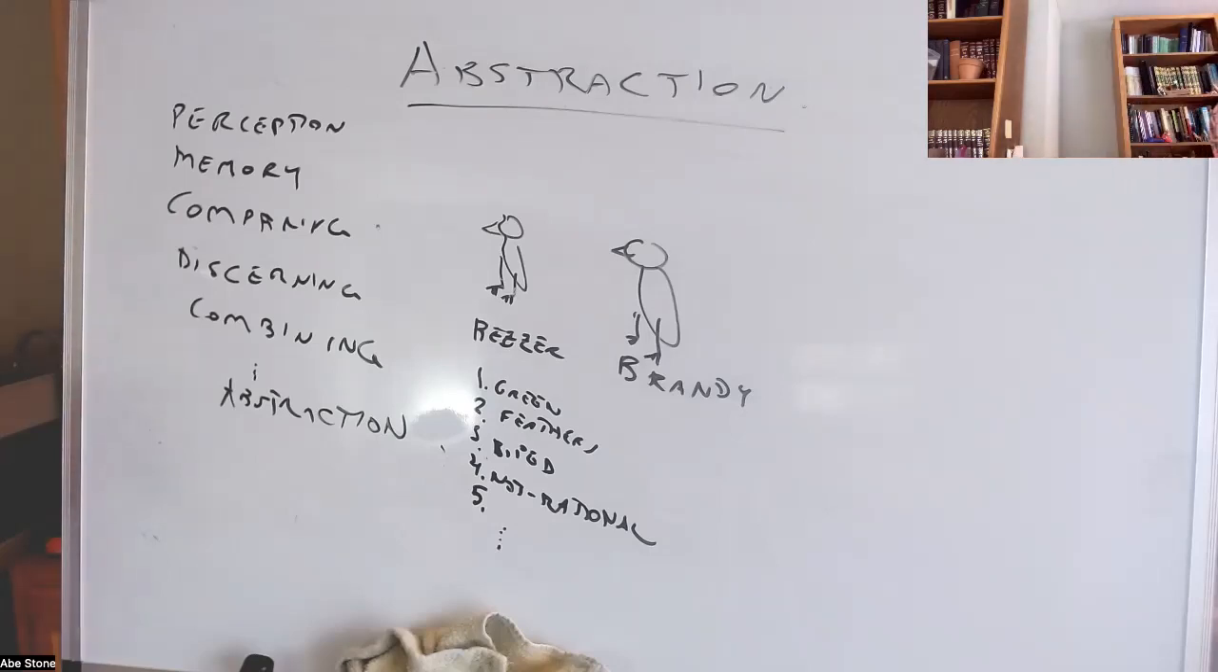So, if that's abstraction, though, problem number one, why do we need to do all these other things to do abstraction? Perception takes in particular ideas.